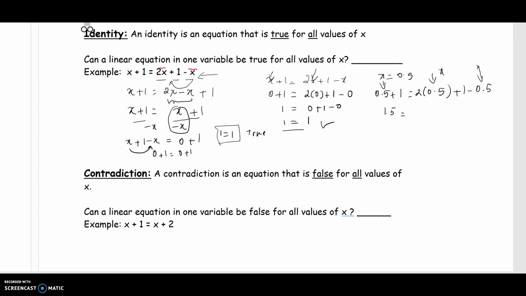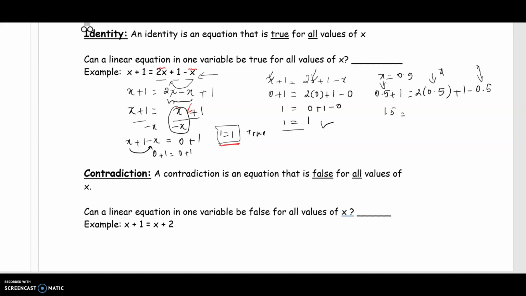Now, if you're trying to solve for x, we isolate x on one side of the equation, which means we get rid of x on the other side. So I subtract x to get rid of the x on the right side. Therefore, I subtract x on the left as well. So on the left side, we have x plus 1 minus x, which is x minus x is 0, plus 1. 0 plus 1 equals 0 plus 1. 1 equals 1. It's a true statement.